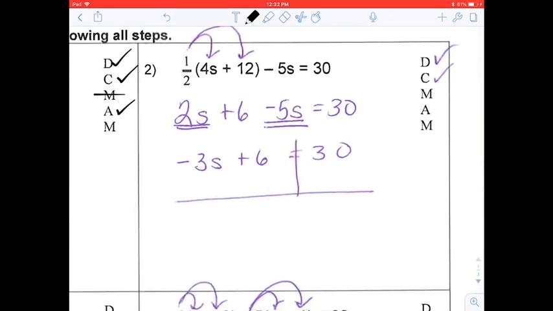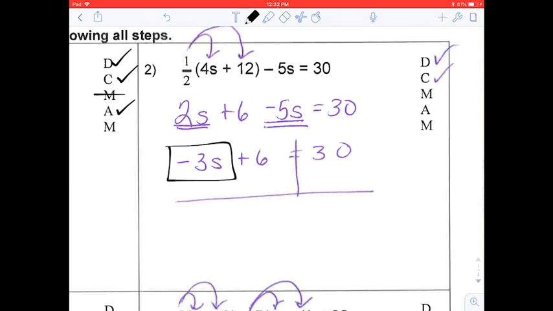Question 2, they started it for us. They did the distribution and multiplied 1/2 times 4s plus 12, and we got 2s plus 6 minus 5s equals 30. They've also combined our like terms. 2s minus 5s equals -3s. So now we're solving -3s plus 6 equals 30.